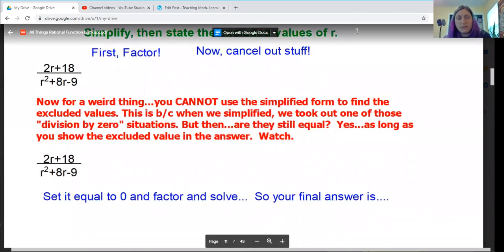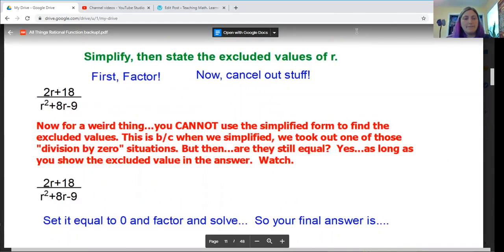All right, so this is my wall of text that you can read if you pause it or whatever, but we're going to simplify this expression over here. We're going to simplify and then state the excluded values of r. All right, first we're going to factor it, and then we're going to cancel out binomials. So let's get started on this, shall we? All right, I'm going to change back to black.